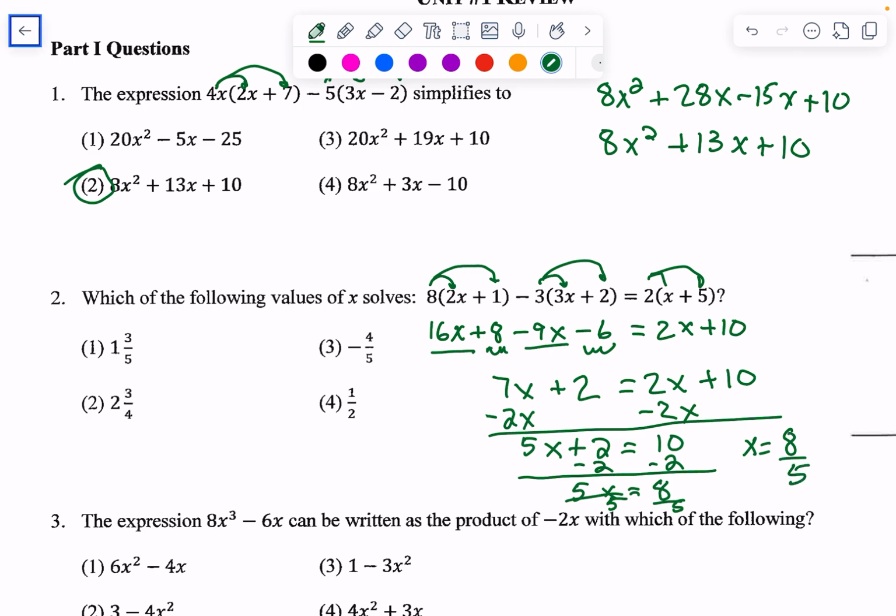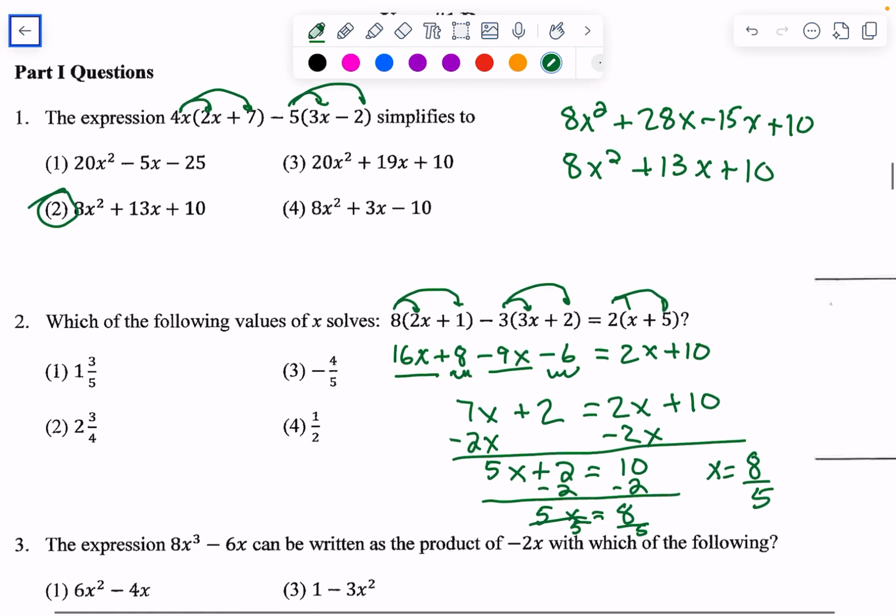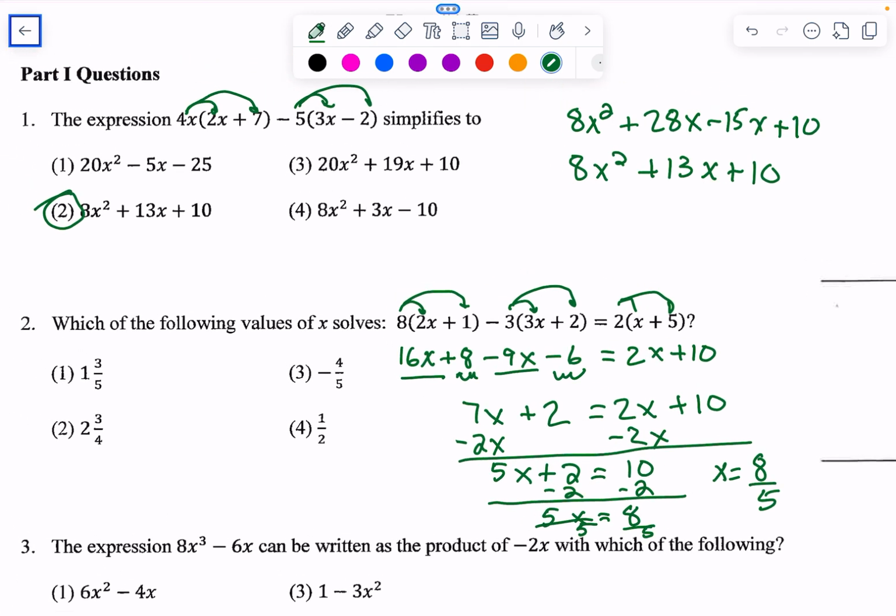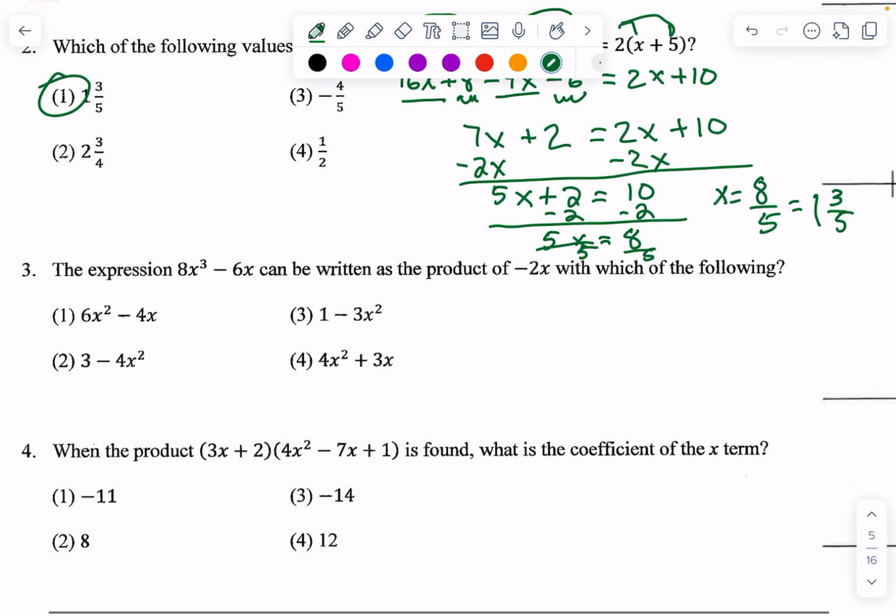Okay? Again, if you want, you can put that into your calculator, and you can find the number that it is, but 5 goes into 8 one time, right? And then 3 left over, 3/5. Okay, so this was choice 1. All right.